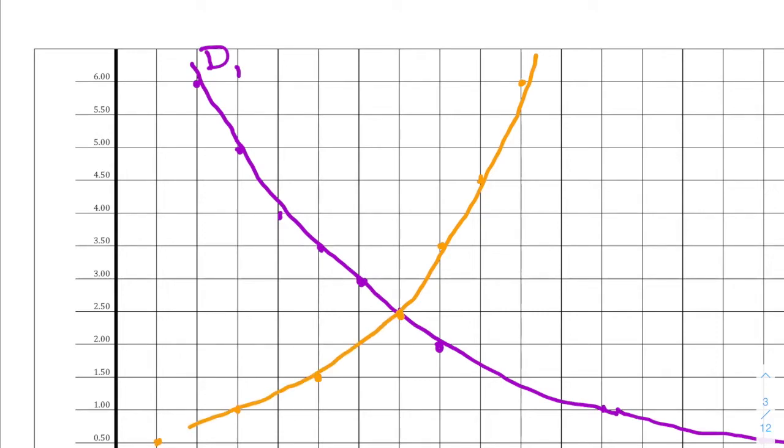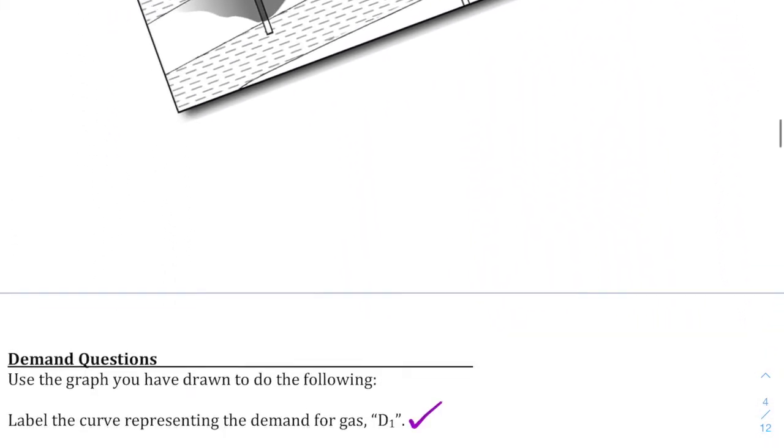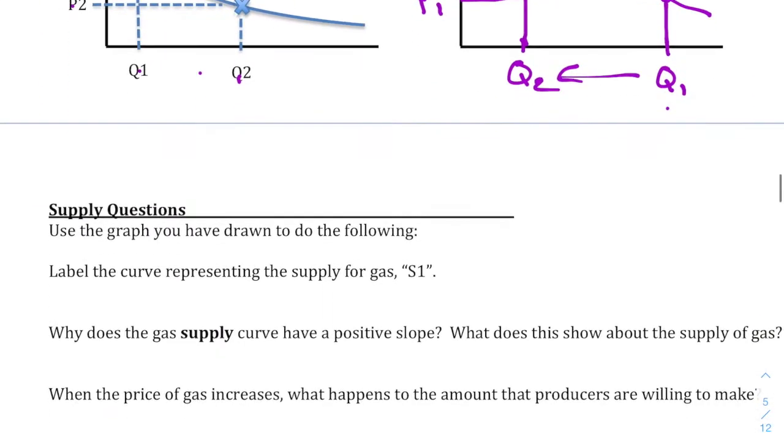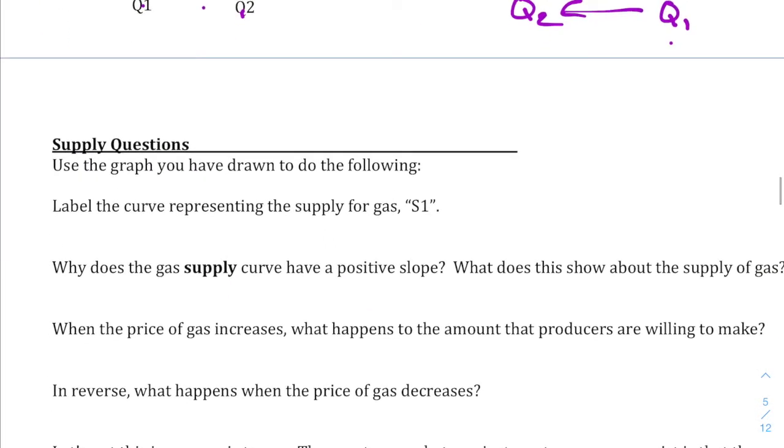You don't have to be that careful about it. And then I think the directions say to label this supply, or S1. All right, so we're on our way. Pretty easy here. Let's go through this. All right, here we go. Use the graph drawing, and so on. Label the curve, done. We did that.